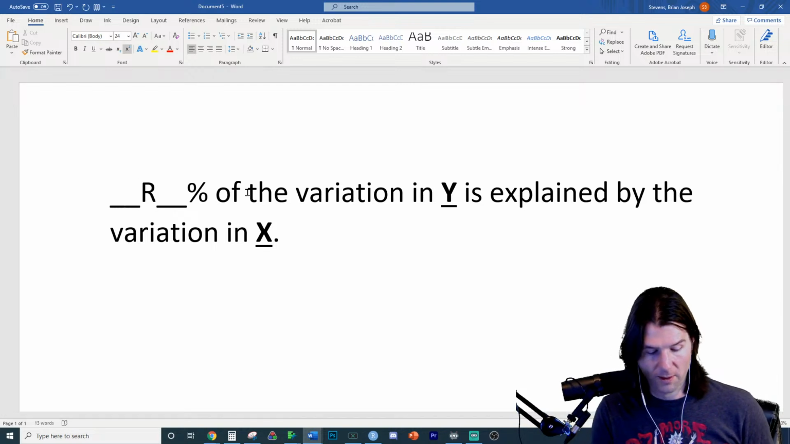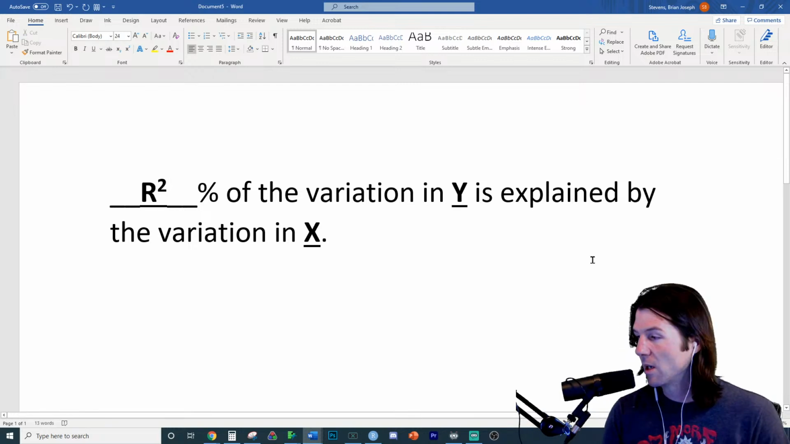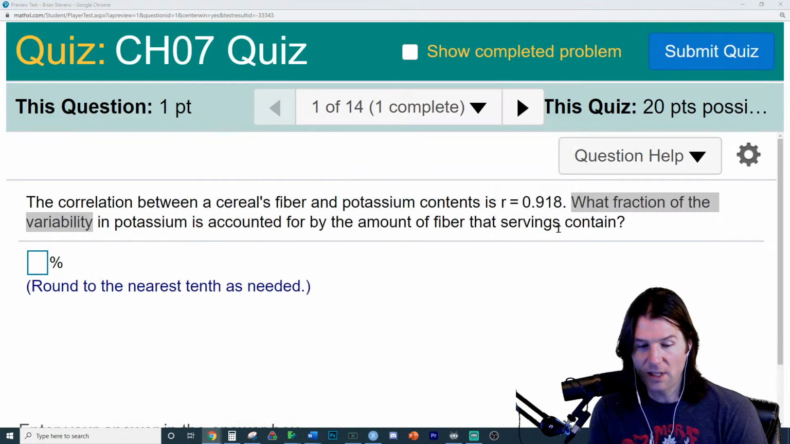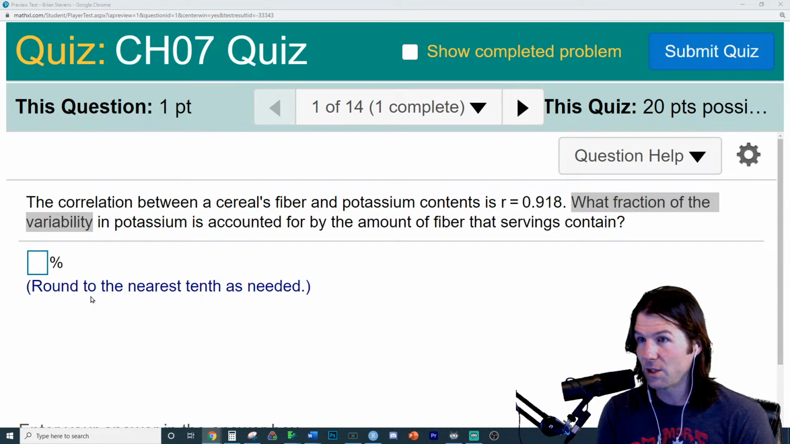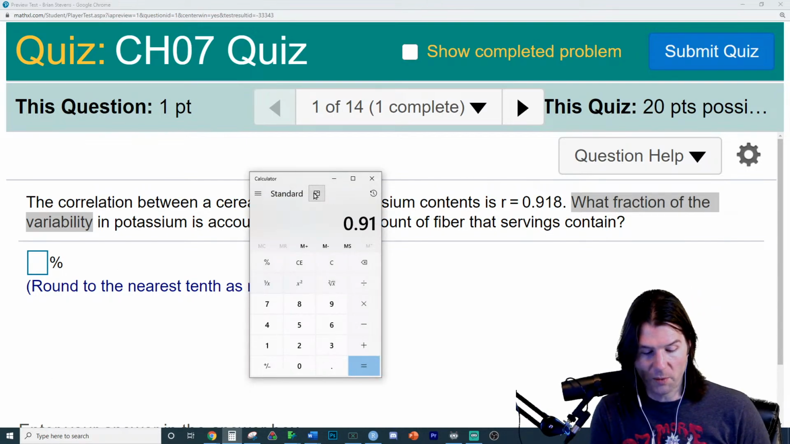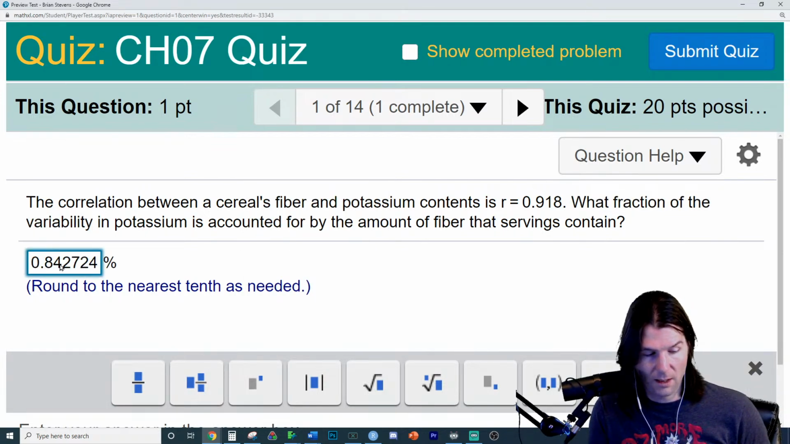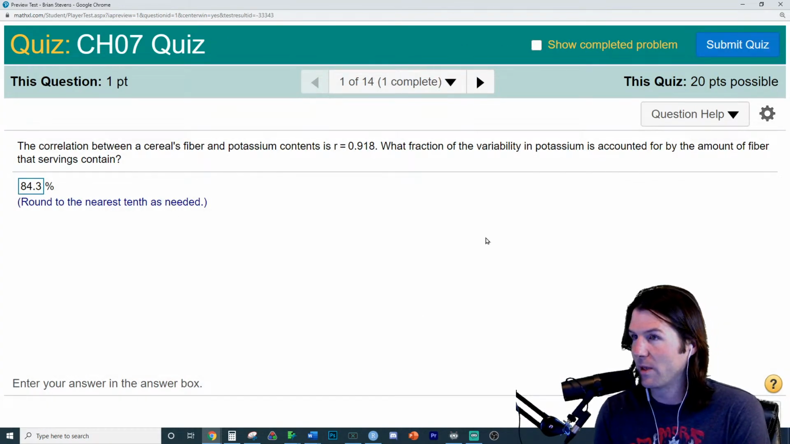And this is going to be R squared right here. R squared percent of the variation in y is explained by the variation in x. We always do it in context. It's saying it a little bit differently. It's saying what fraction of the variability, which is variation. So what percent of the variation in the one variable is explained by the other variable. We're just going to take this R right here, which is correlation. We're going to square it, and then we're going to copy, and then move around our decimals. Did we get it right? We got it. There we go.